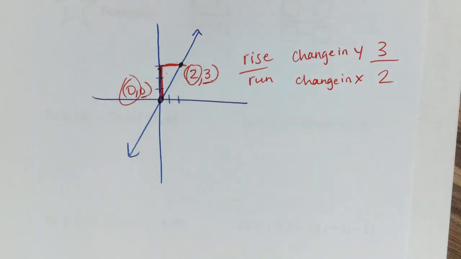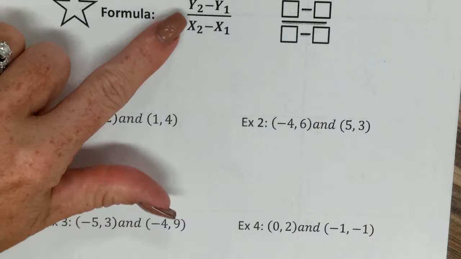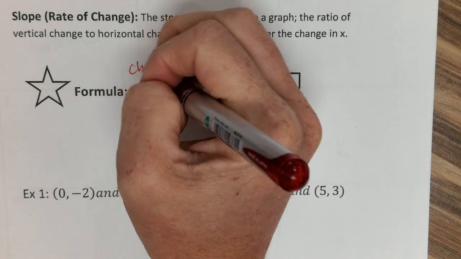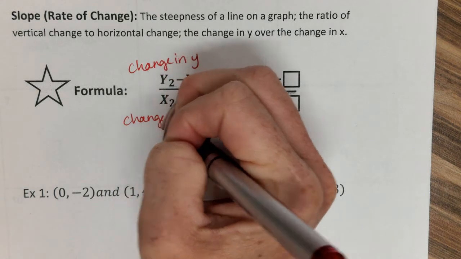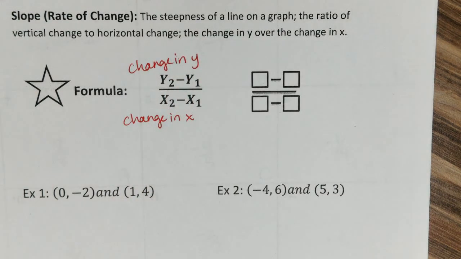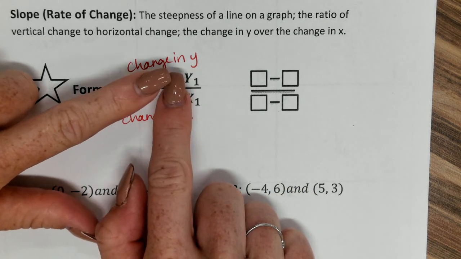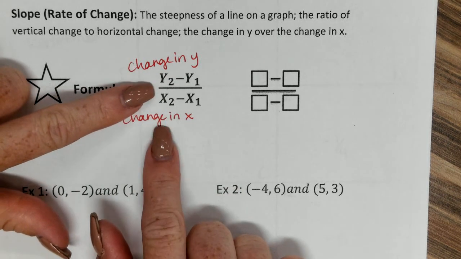So when you don't have a graph, you can't do rise over run. But you can do the change in y's over the change in x's. That is what this formula is. It's the change in y's. Write that right here. Change in y's over the what? The change in your x's. Please write this down like I've asked you to. This is the rise, the change in y's. This is the run, the change in x's.